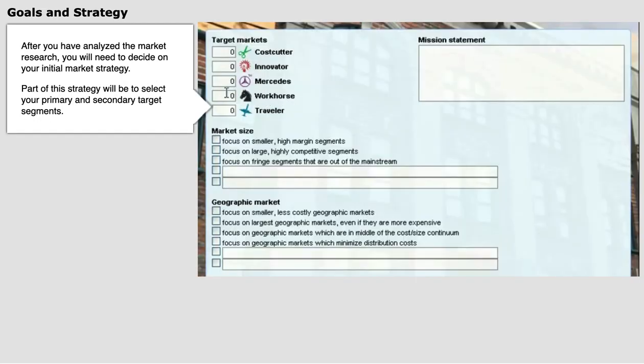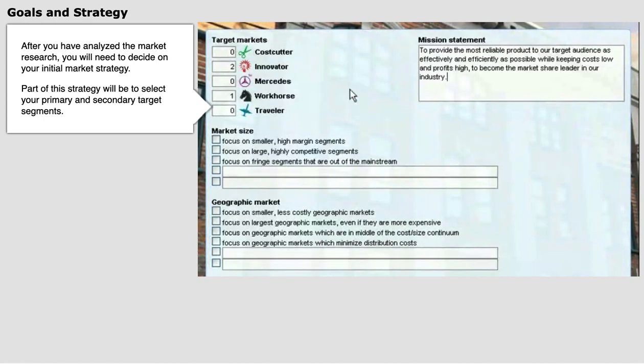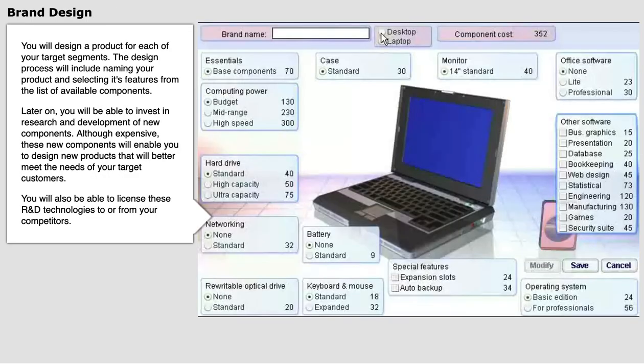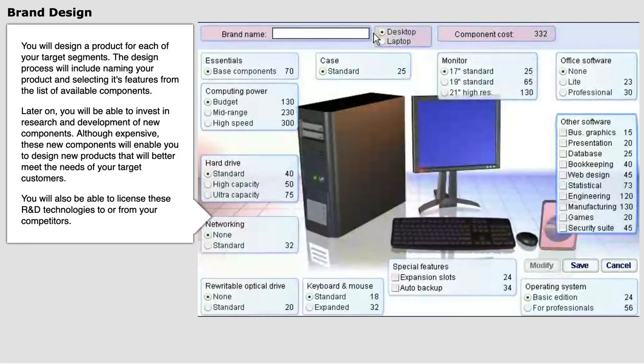After you've analyzed the market research, you will need to decide on your initial market strategy. Part of this strategy will be to select your primary and secondary target segments. You will design a product for each of your target segments.